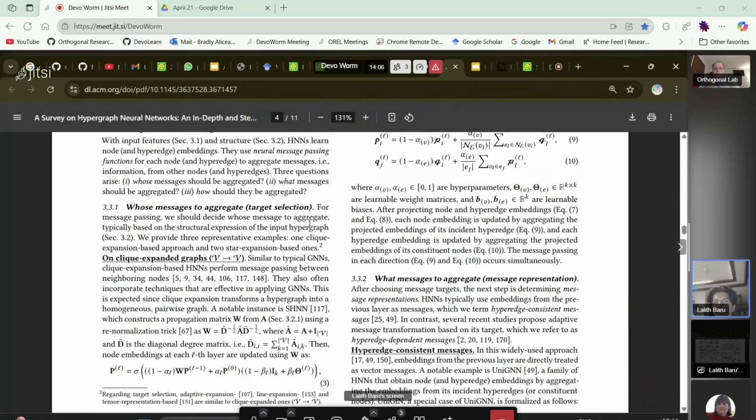So yeah. This is target selection, which is the set of nodes for which we want to aggregate the messages. That is the first step. Next, what kind of messages do we pass in order to aggregate? The message itself, we call it a representation, or message representation.